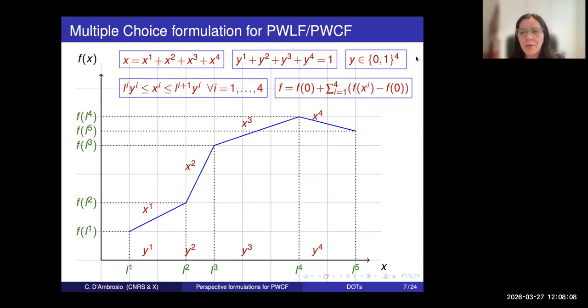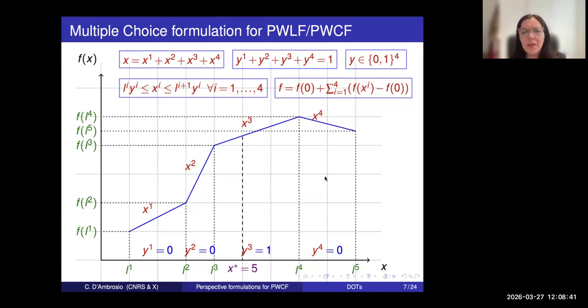In particular, this is the part that is different with respect to the piecewise linear case, because we have to deal with convex functions. Then we have the value of f at 0, plus for each of the segments, the value of f at xi minus f0. Why this complicated formula? It will be clear in 1 second when I show you an example.